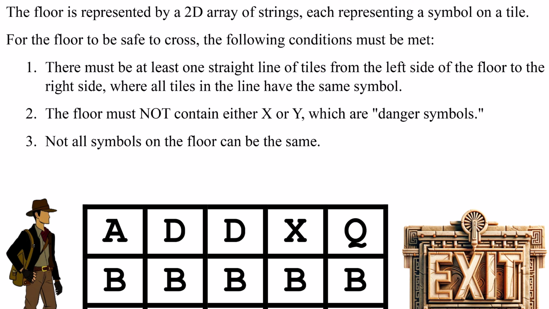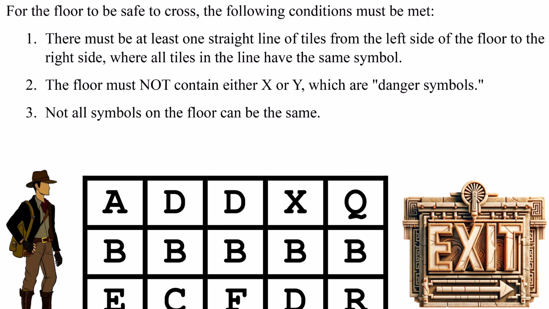Archaeologist Nevada Smith is on an adventure in a mysterious temple. He is in a room with a floor that changes symbols on its tiles every minute. The floor is represented by a 2D array of strings, each representing a symbol on the tile. For the floor to be safe to cross, the following conditions must be met.